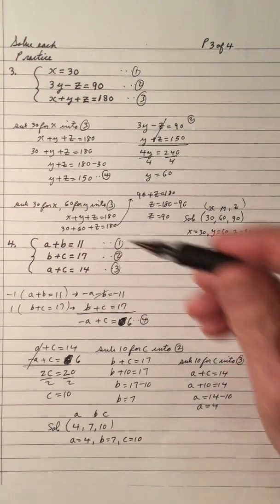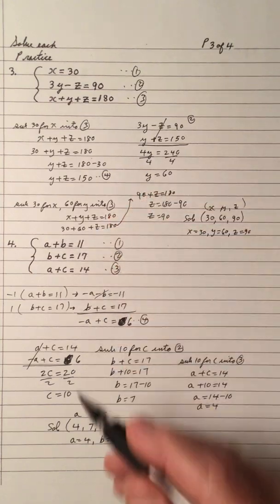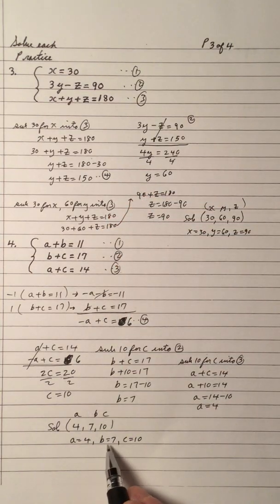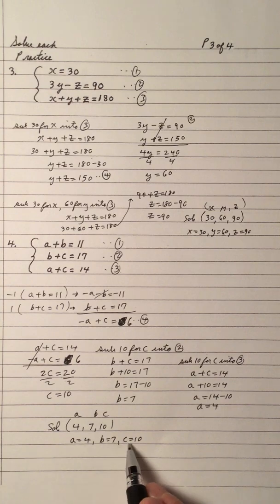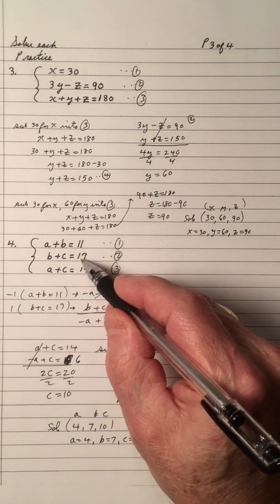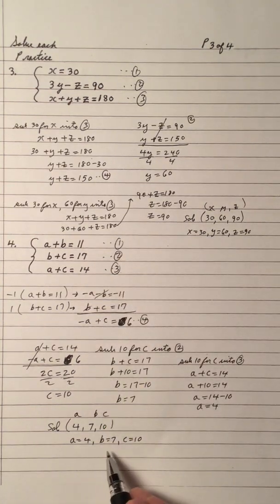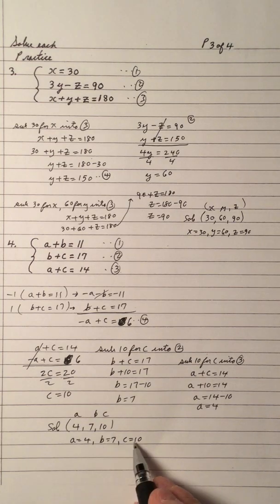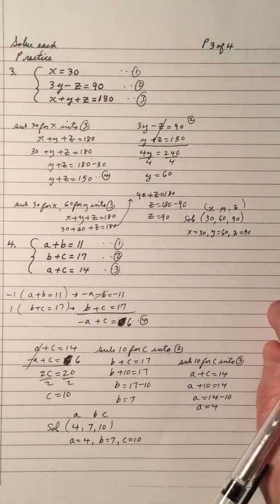And if you want to check it back very quickly, what's A plus B? A plus B, 4 plus 7 is 11. What's B plus C? 7 plus 10, 17. What's A plus C? 4 plus 10, 14. So that's the correct answer.